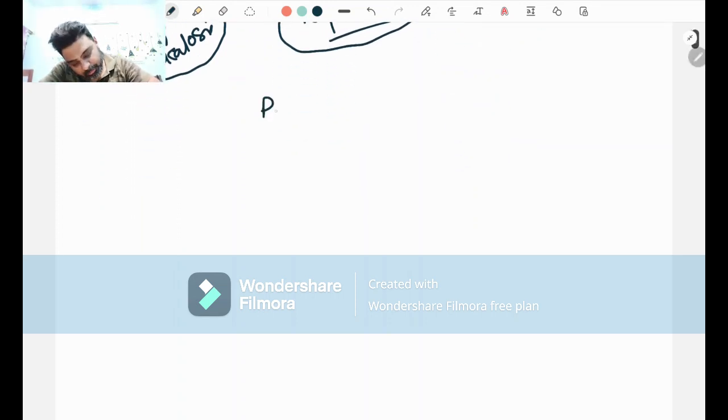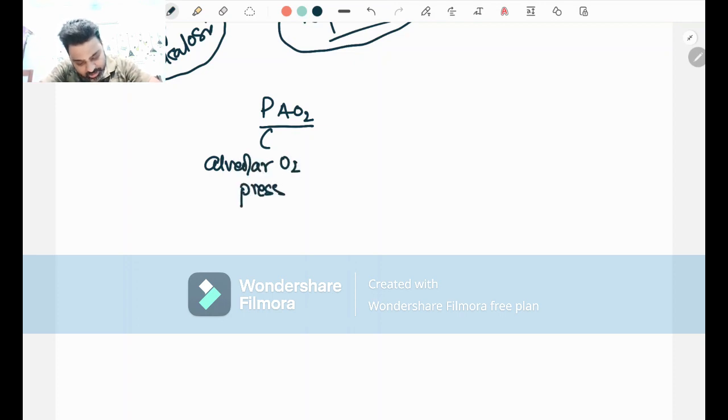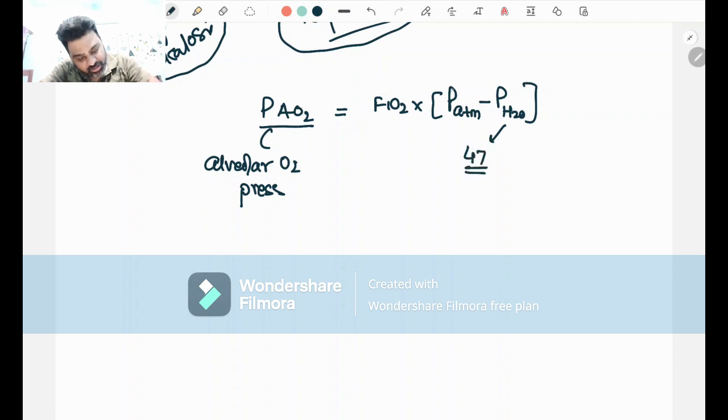Now we know that PAO2 means alveolar oxygen pressure. The alveolar oxygen pressure formula is FiO2 into atmospheric pressure minus pressure of water, which we take as 47, where normal atmospheric pressure is 760, minus PaCO2 upon RQ, which is known as the respiratory quotient. Now, understand this formula.